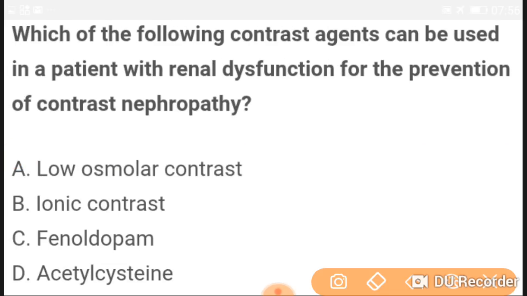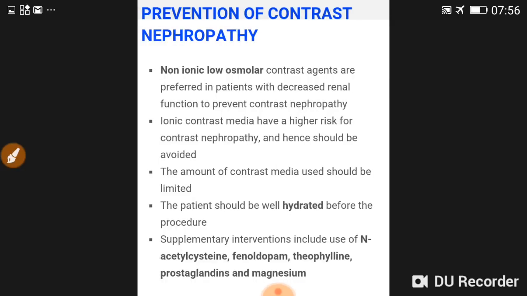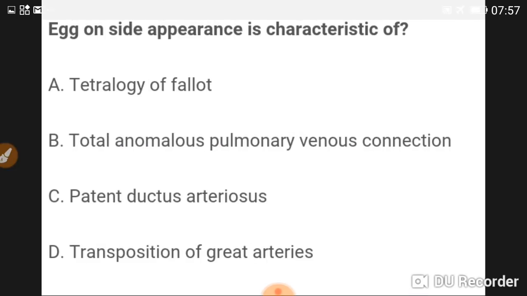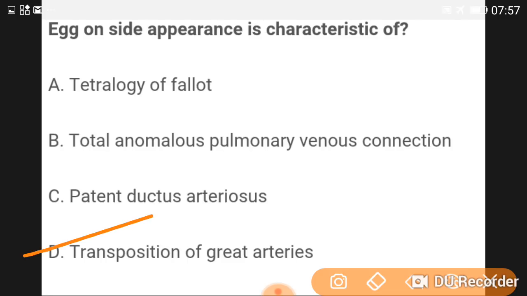Which of the following contrast agents can be used in a patient with renal dysfunction for the prevention of contrast nephropathy? It's low osmolar contrasts. Non-ionic low osmolar contrast agent is preferred in the patient with decreased renal function to prevent contrast nephropathy. Egg on side appearance is a characteristic of transposition of great vessels.